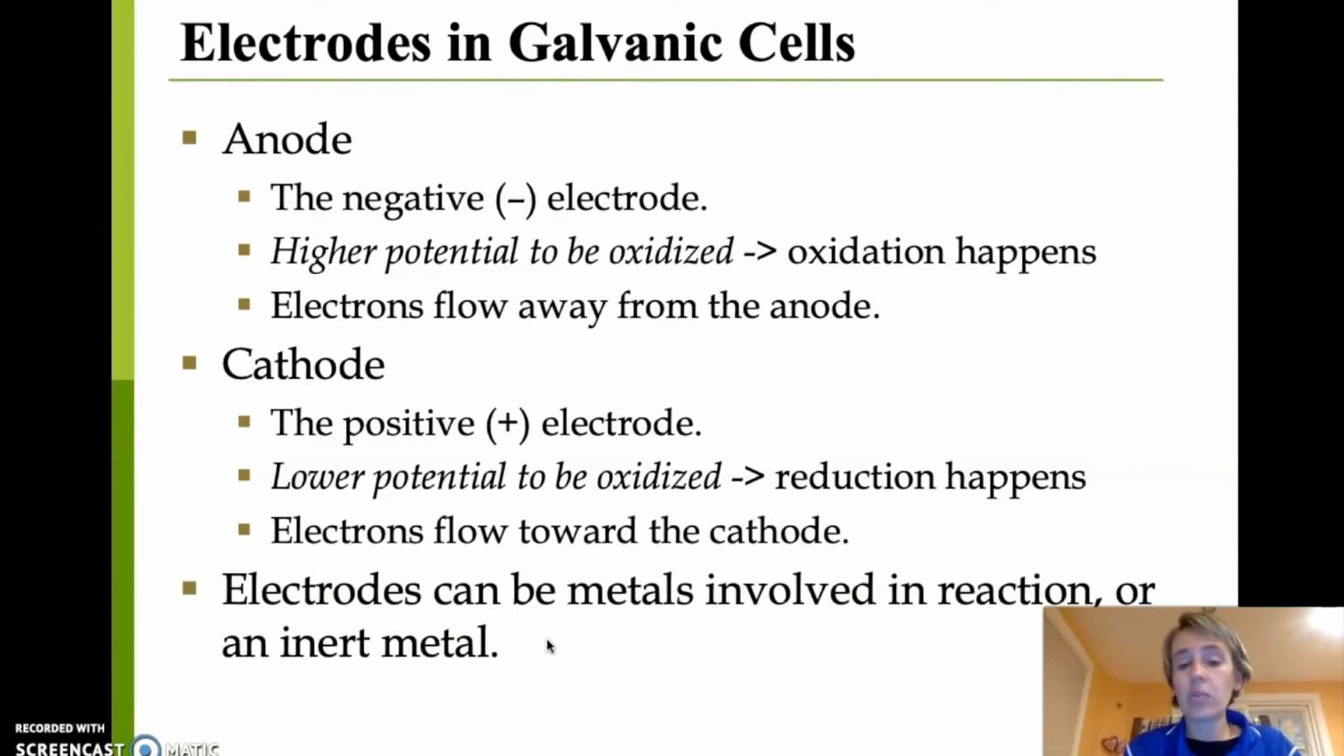And the electrodes, as we saw examples of, can be metals involved in the reaction, like the zinc or the copper potentially, or it can just be a conduit for electrons when it's made of an inert metal like platinum.